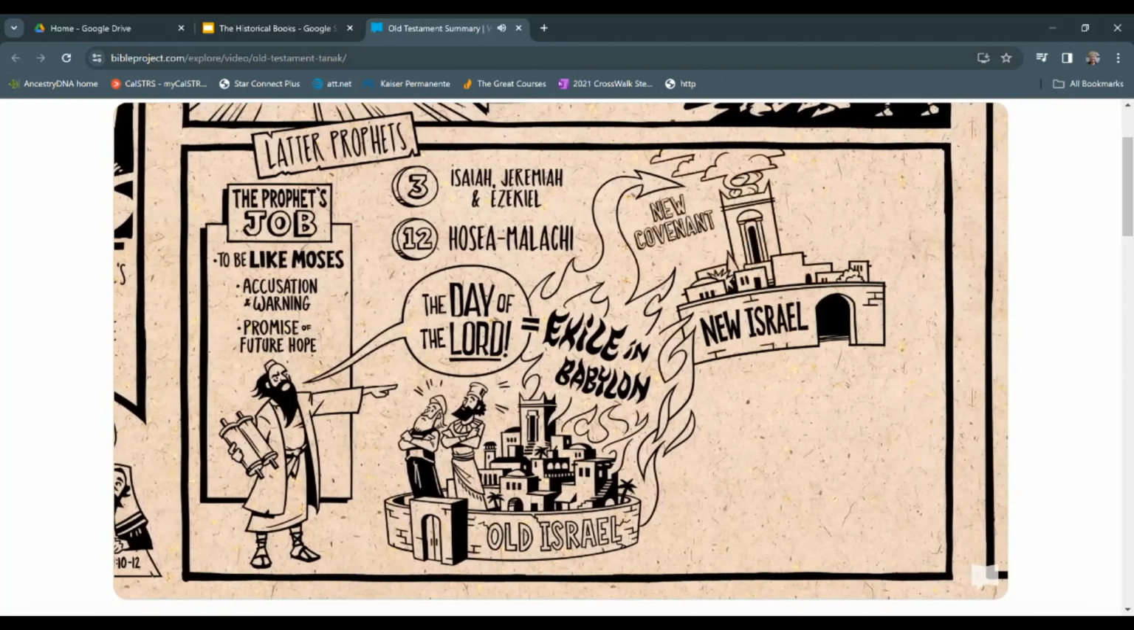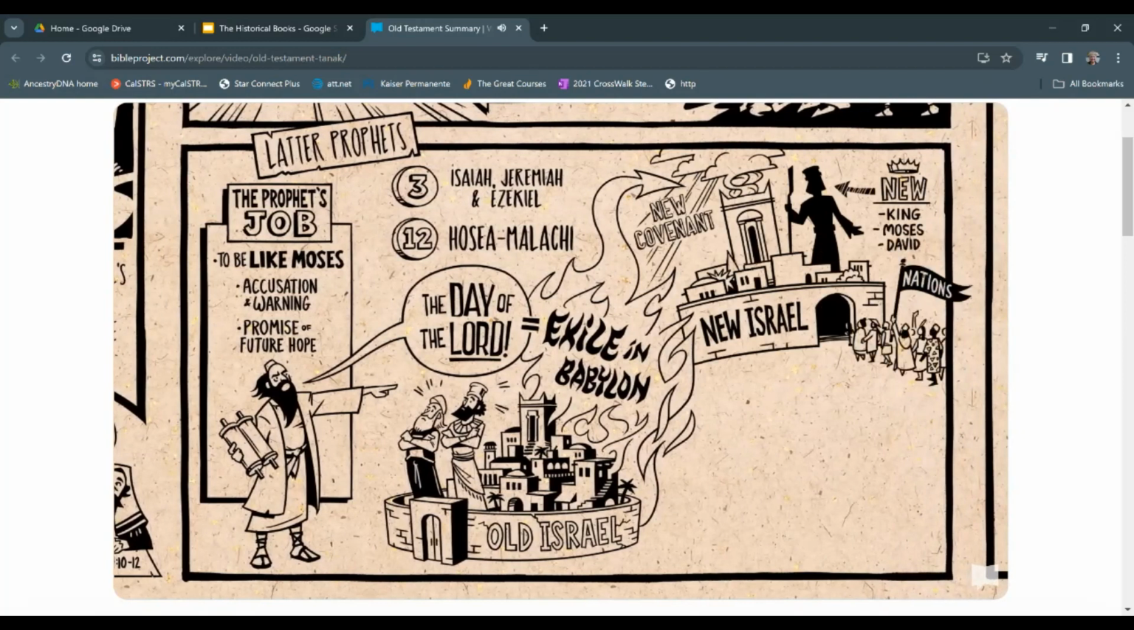They'll live in a new covenant relationship with God under the reign of that promised ruler, who's described as a new Moses, but called by the name David. He will be the one to restore God's blessing to the entire world.